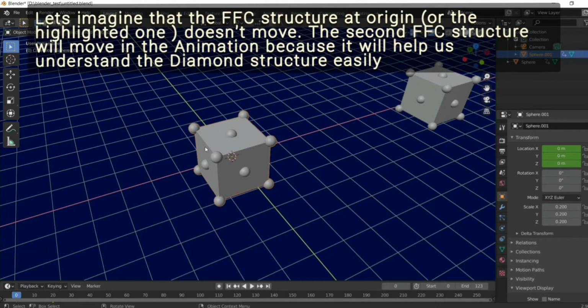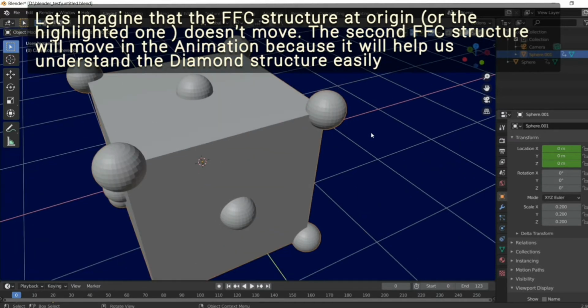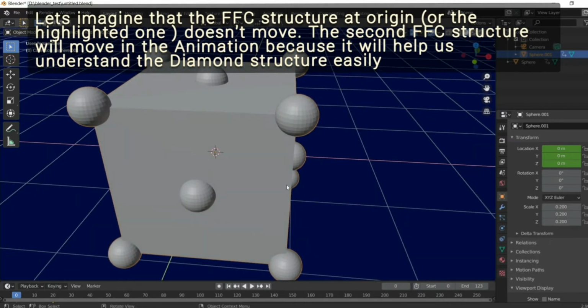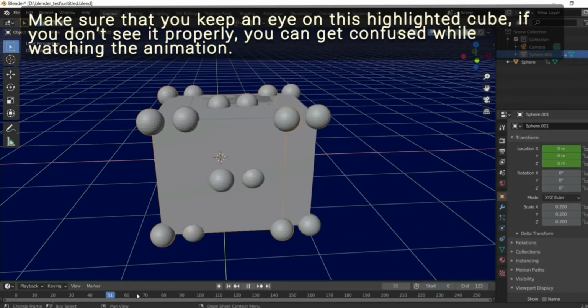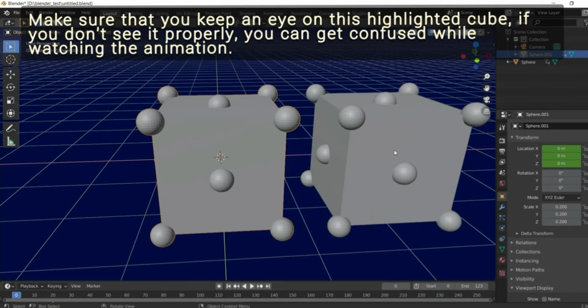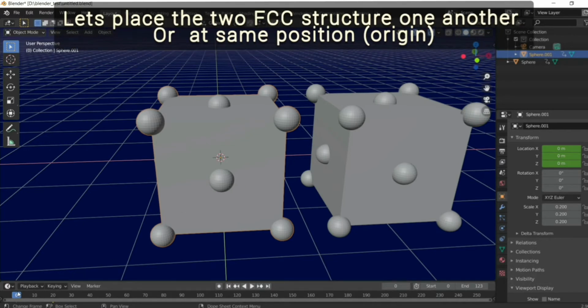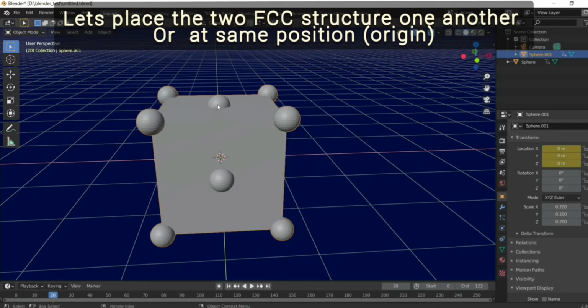Let's imagine that the FCC structure at the origin, the highlighted one, does not move. The second FCC structure will move in the animation because it will help us understand the dimer structure easily. Make sure that you keep an eye on this highlighted cube, which is placed at the origin. If you don't see it properly, you can get confused while watching the animation. Let's place the two FCC structures on one another, at the same place, which is the origin right here.